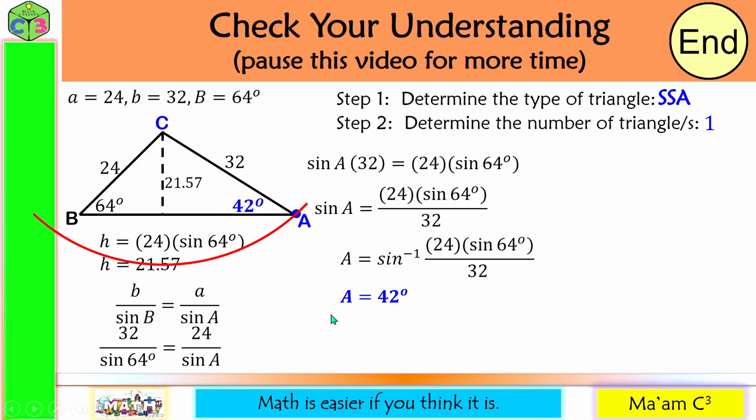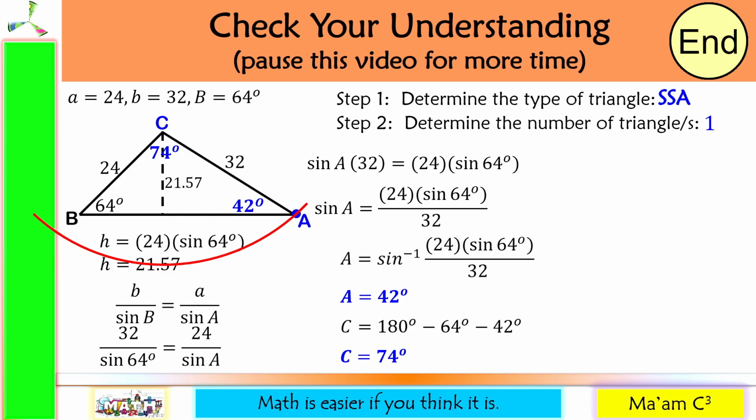Next one, since I already have angle A and angle B, I can easily solve for angle C. 180 degrees minus 64 degrees and 42 degrees. And this is equal to 74 degrees. So angle C here is 74 degrees.